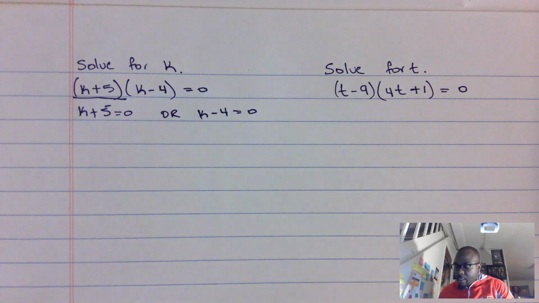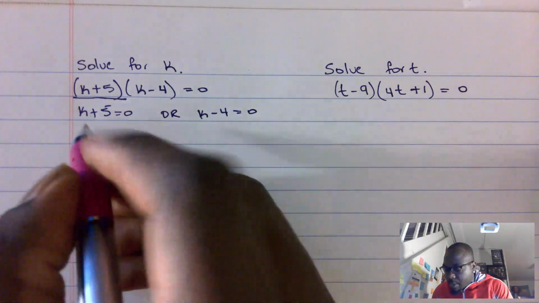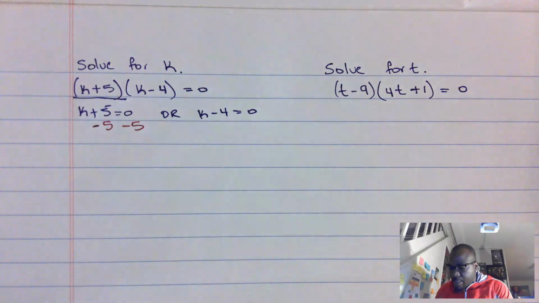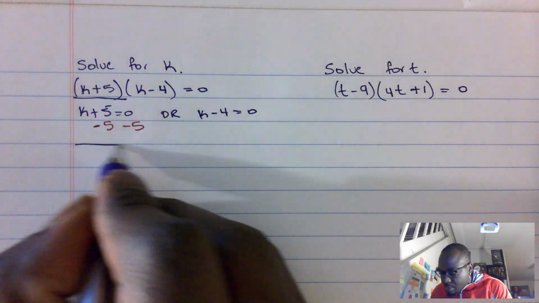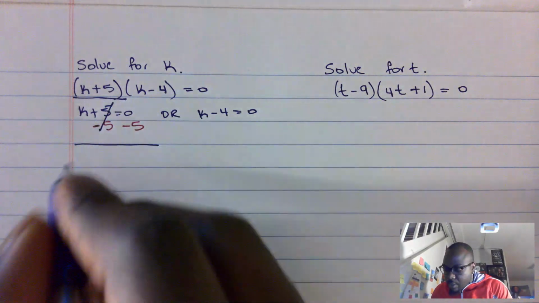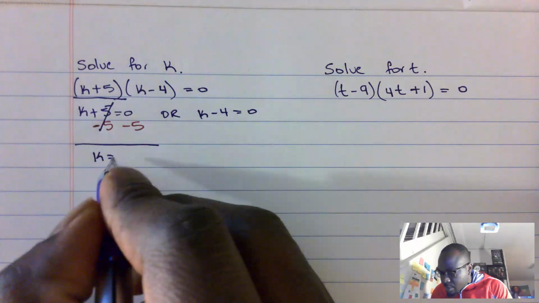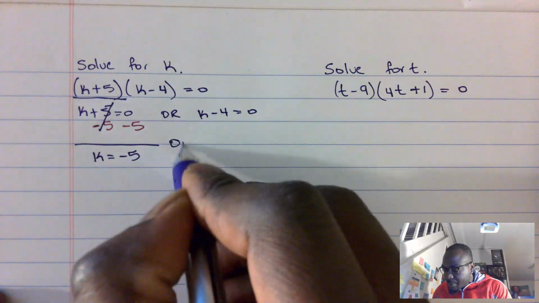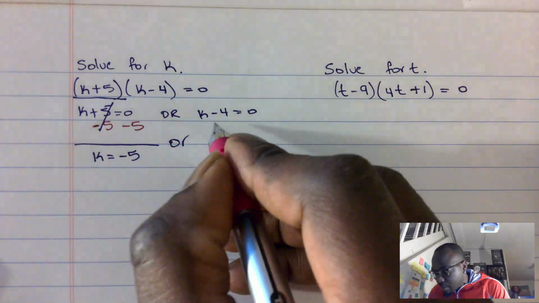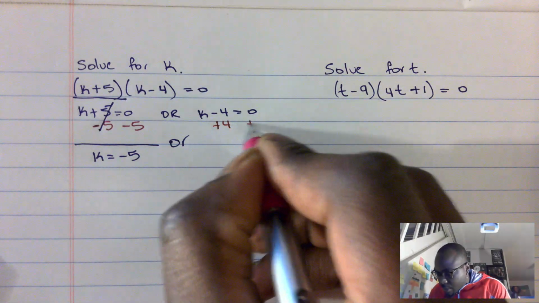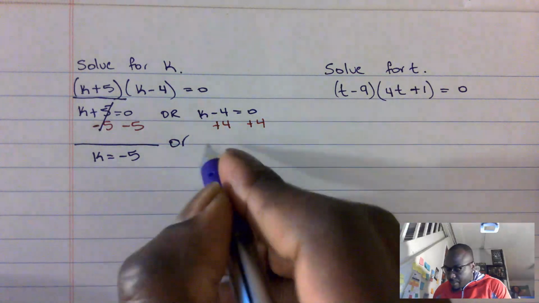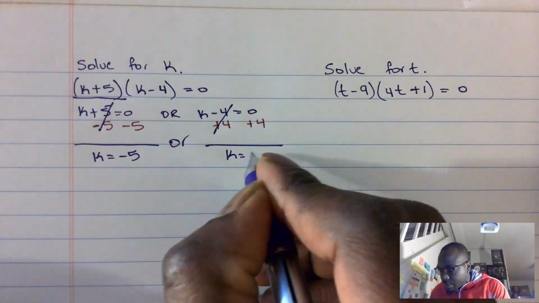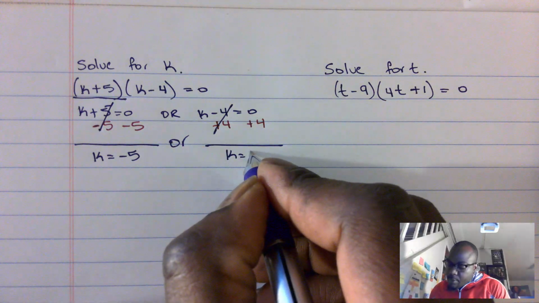All right. So in order for me to get k here, I have to subtract 5 on both sides. When I subtract 5 on both sides, the 5s cancel. So k is equal to negative 5. Or here, I want to get k by itself, so I'm going to add 4 to both sides. Those cancel, so k is equal to positive 4.